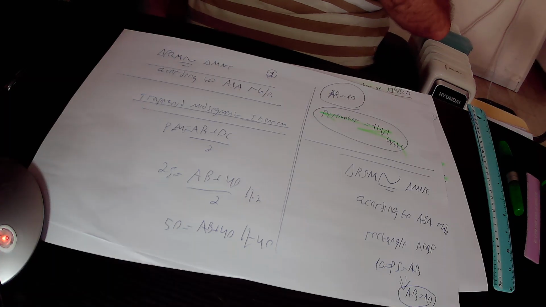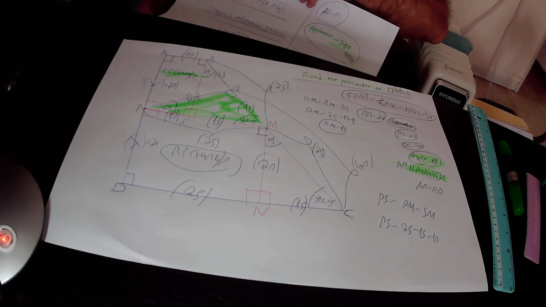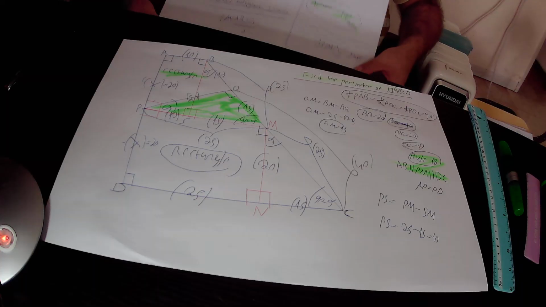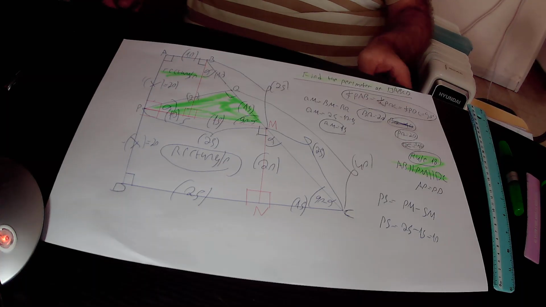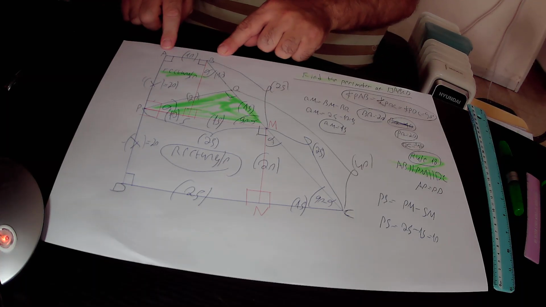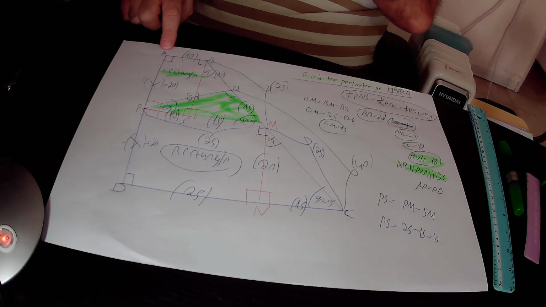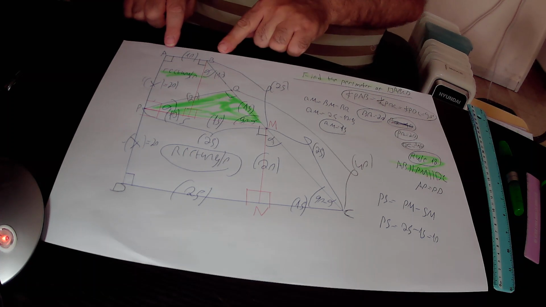In the next step, I present to you another way to find out that AB equals 10 units in its length. In the first way, we relied on the trapezoid mid-segment theorem in order to find out that AB equals 10. In the next step, I present to you a second method to find out that AB equals 10 units in its length.